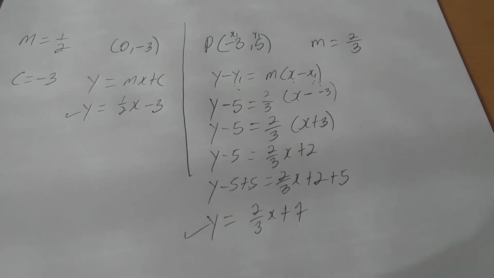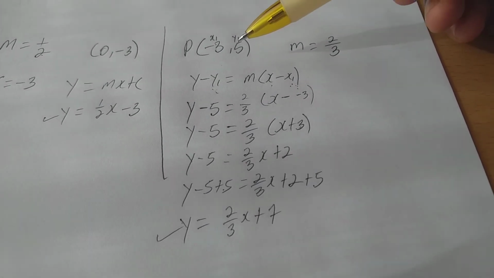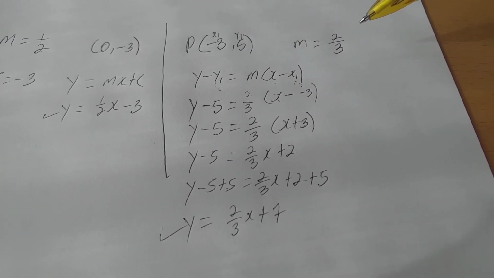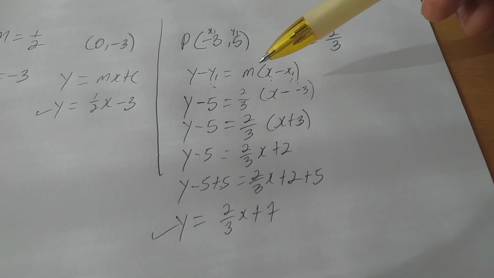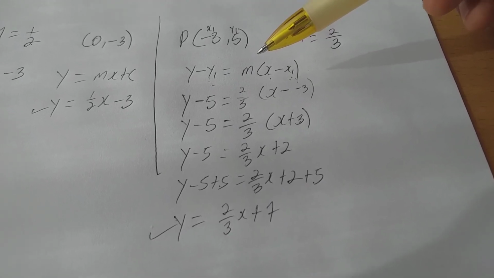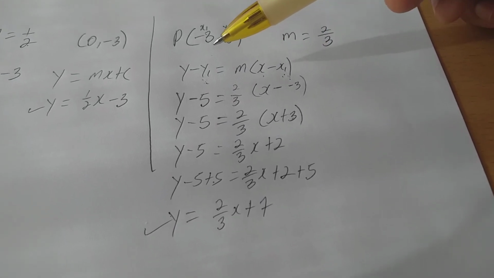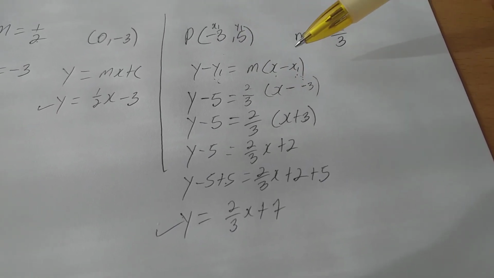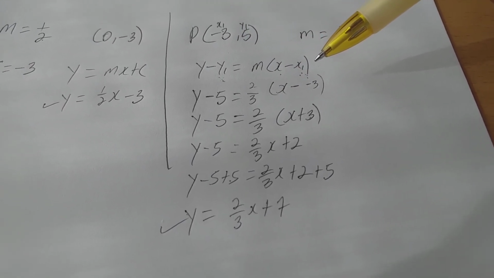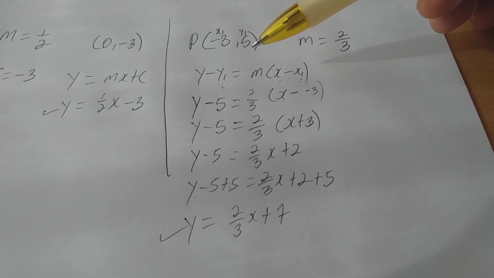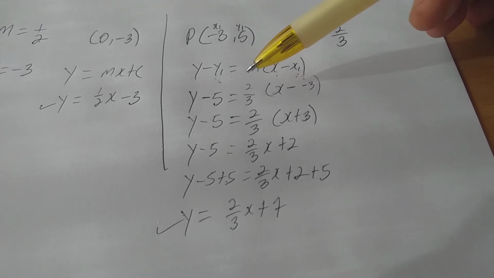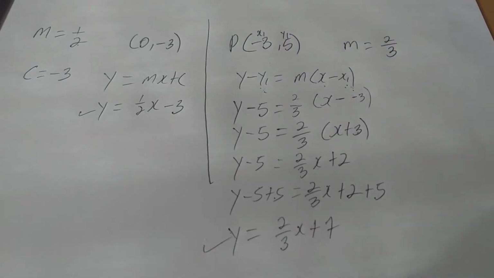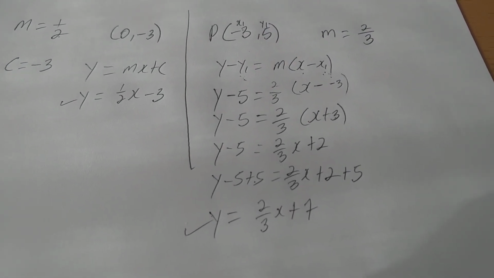So to get the equation of my straight line when I'm given a point that is not the y-intercept and the gradient, I use what we call the point-slope form, where I use y minus y1 is equal to m bracket x minus x1. And remember, for this form, you're only replacing y1, m, and x1. Y and x remain as variables.